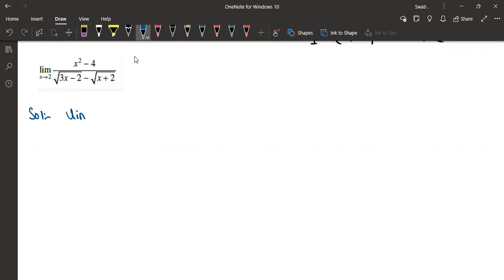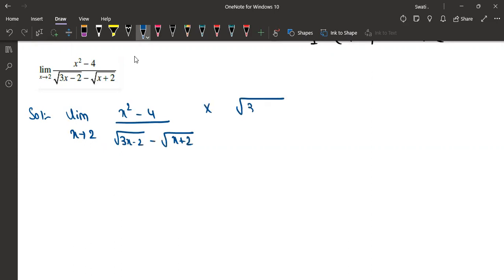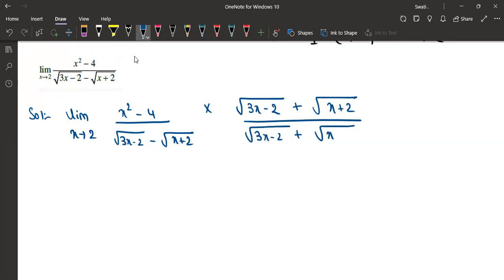Okay, so limit x tends to 2. In the numerator, we have x square minus 4 written as it is, upon root 3x minus 2 minus root x plus 2. If I'm rationalizing this, this is how we rationalize: we write the same terms that are in the denominator with the opposite sign in between. So this minus will become plus, and here also it's the same thing: root 3x minus 2 plus root x plus 2.